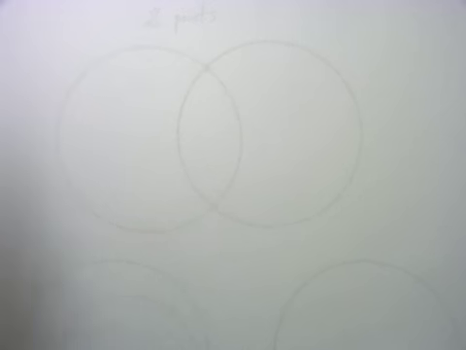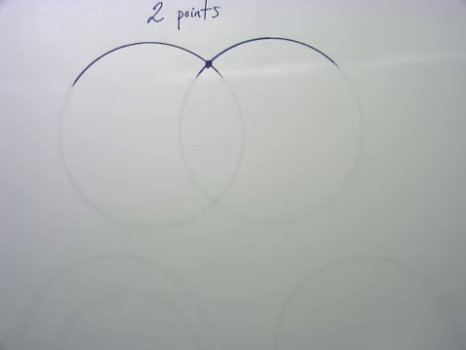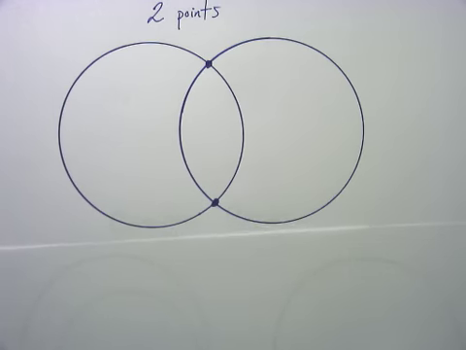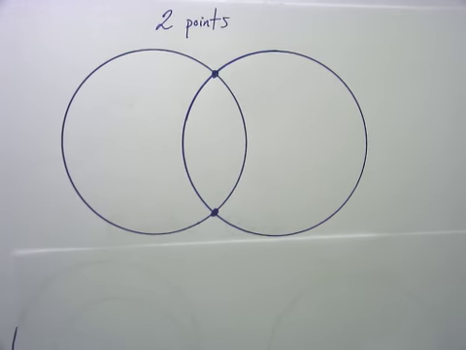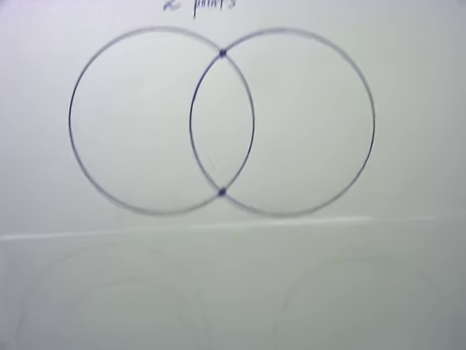Let's take a look at some specific kinds of circles. Circles can touch at 2 points, 1 point, or no point. Here we can see circles touching at 2 points.